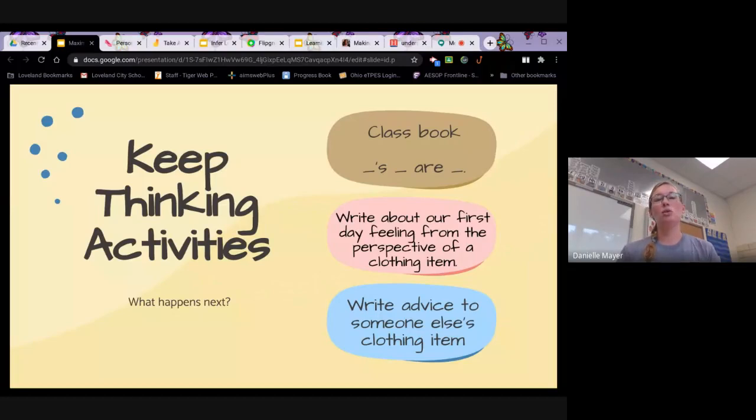And so then once we have this bank of ideas, if I was doing this with my students, I would do a keep thinking activity, right? So we're sticking with the same concept. We're sticking with these emotions that we're identifying and owning. And I want to keep thinking about it. So I want them to do something next.